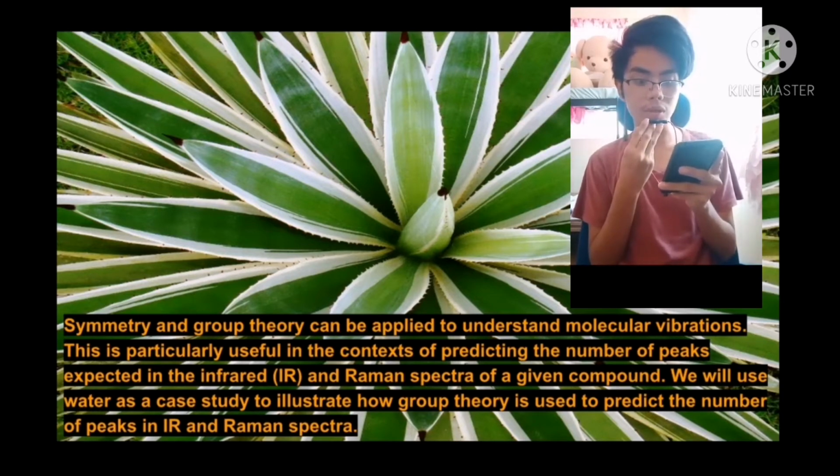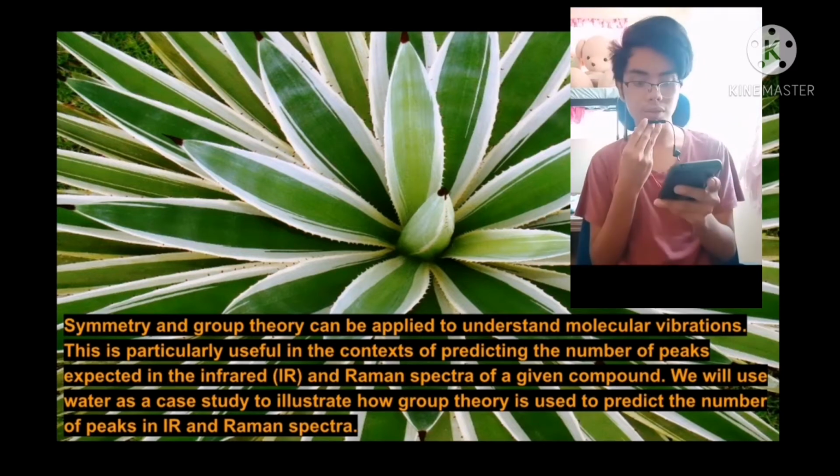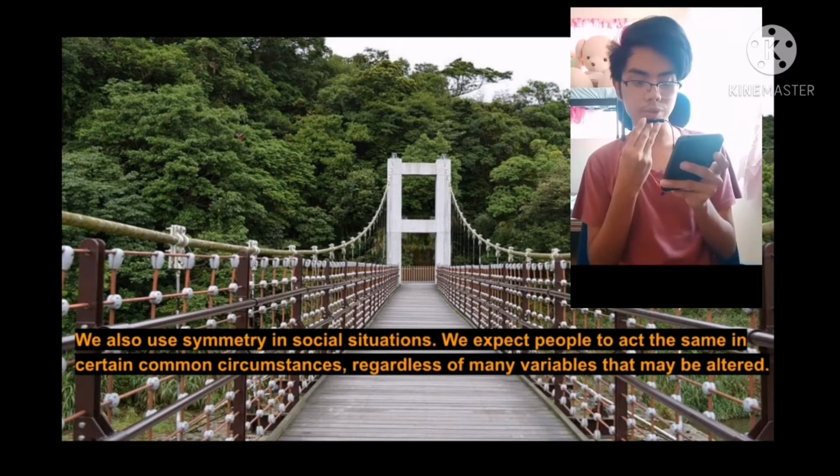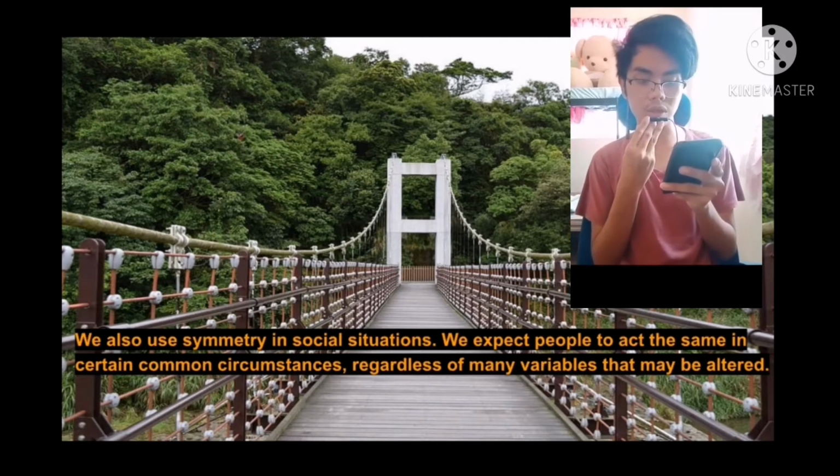This is particularly useful in the context of predicting the number of states expected in the infrared and Raman spectra of a given compound. We will use water as a case study to illustrate how group theory is used to predict the numbers of peaks in IR and Raman spectra. We also use symmetry in social situations. We expect people to act the same in certain common circumstances regardless of many variables that may be altered.